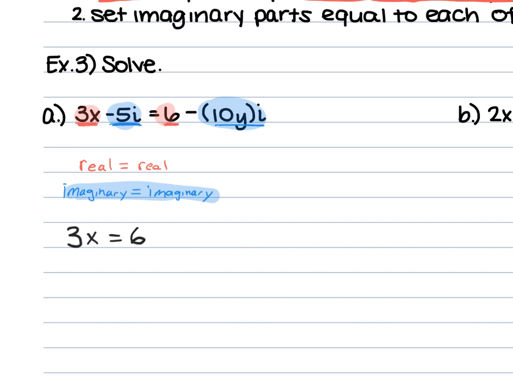So here's the real part right there. Notice the real part there? It was 3x, and then on the other side was equals 6. So real is equal to real. And then I'm going to set up over here imaginary equal to imaginary. Negative 5i is equal to negative 10y times i. That's the imaginary part. Real is equal to real, imaginary equal to imaginary.